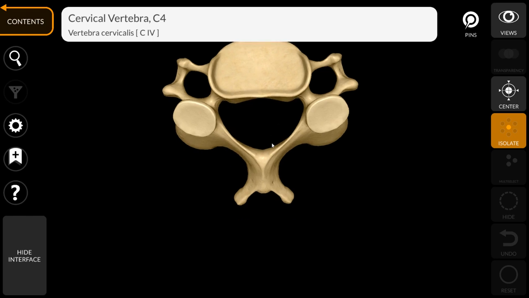Number three, if you observe posteriorly, this is the spinous process of the cervical vertebra. Interestingly, you can see this spinous process branches into two. It divides into two. So this kind of characteristic we call a bifid spinous process. Bifid, B-I-F-I-D, meaning that the spinous process is divided into two.